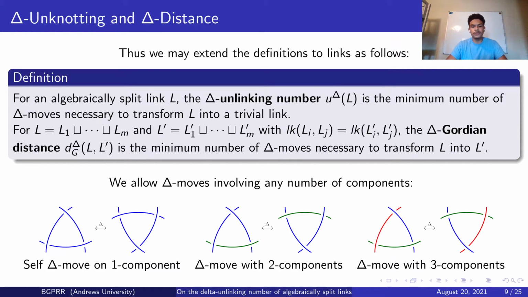In our discussion of delta moves on links, we must also note that there are different types of delta moves that we can perform, namely the self-delta move on one component, in which all three strands of the delta move correspond to one component in the link, a delta move with two components, in which two strands correspond to one component, with the other strand belonging to some other component, and lastly, the delta move with three components, in which each strand in the delta move corresponds to a different component in the link.